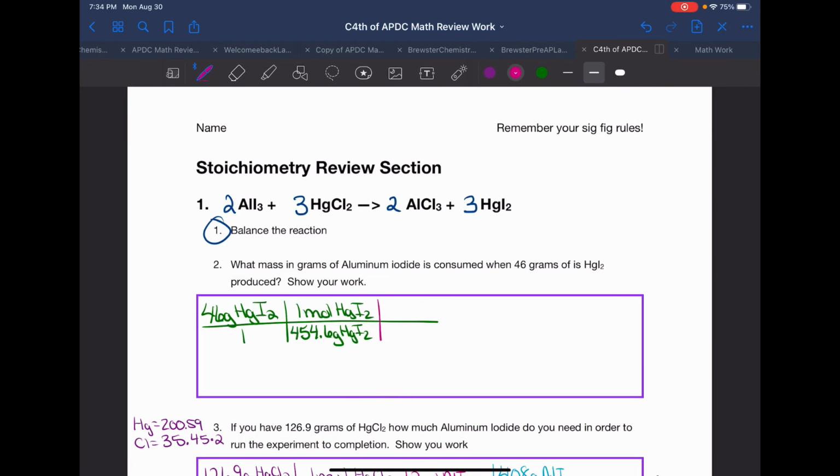Now the next step, I go back to my balanced equation and I look at my HCl2 and I see that I've got 3 moles out front. So I'm going to write 3 moles HCl2 because I need to cancel those units. And I'm going to go to aluminum iodide and it's got a 2 in front of it. So 2 moles AlI3.